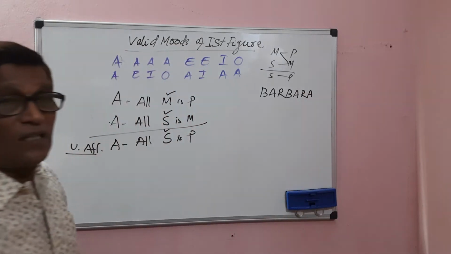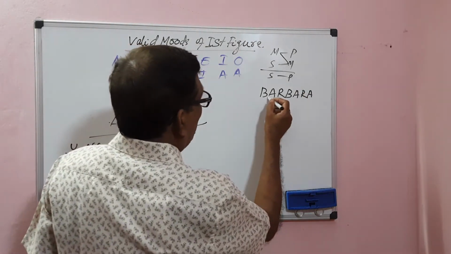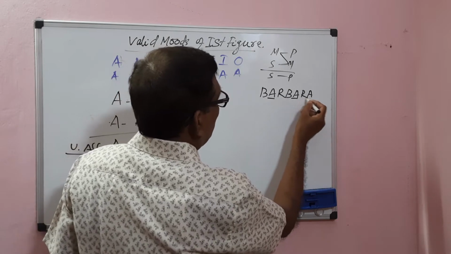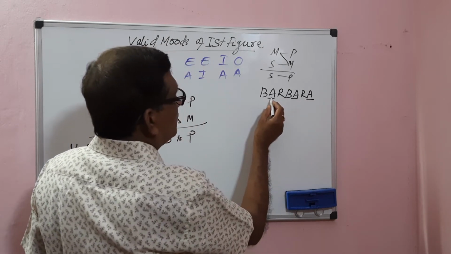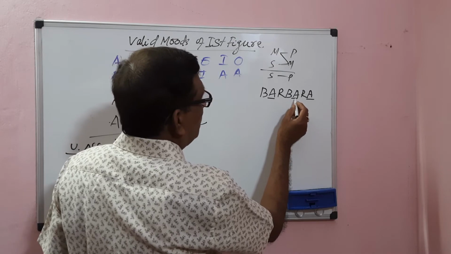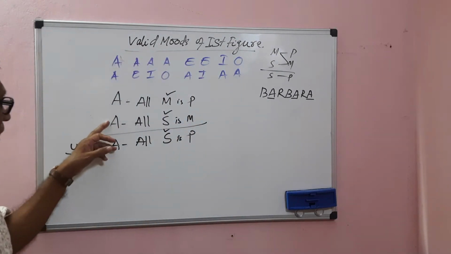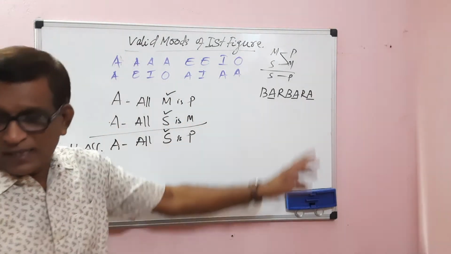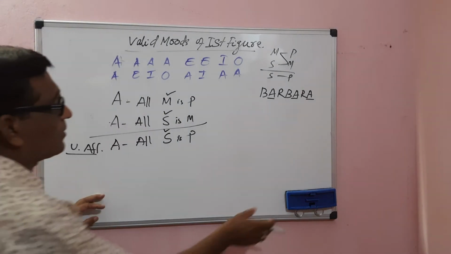You see, there are 4 vowels: A, E, I, O. A is the first vowel, E the second vowel, I the third vowel. This is the major premise, this is the minor premise, and this is the conclusion: A, A, A. Its name is Barbara. It is a valid mode in the first figure.